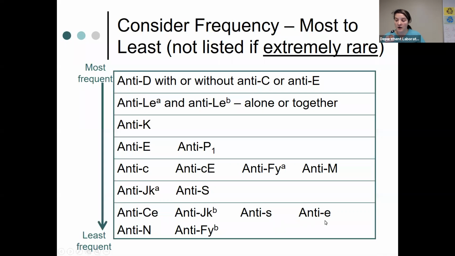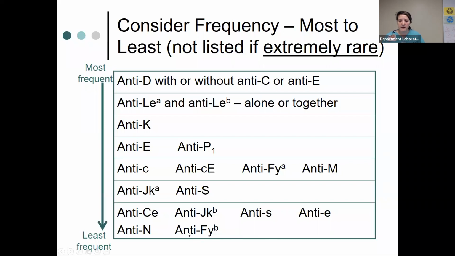And notice that down here at the bottom, here's your anti-E. Remember, that's extremely rare because 98% of the population has the little e antigen. So the more people that have the antigen, the less likely it is for people to build antibodies. But you will see some, right? Like my example, a patient in the OR that had the anti-little e on a Saturday in blood bank when you're by yourself. So it can happen. It will happen.